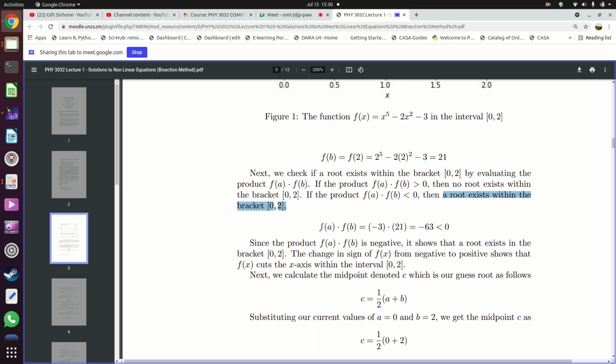So in this case, work out f of a times f of b, which is going to be minus 3 times 21. This is going to be minus 63, or negative 63. Negative 63 is less than 0. So our product f of a times f of b is negative. If your product is negative, then it means that a root exists in this interval. Are we clear?